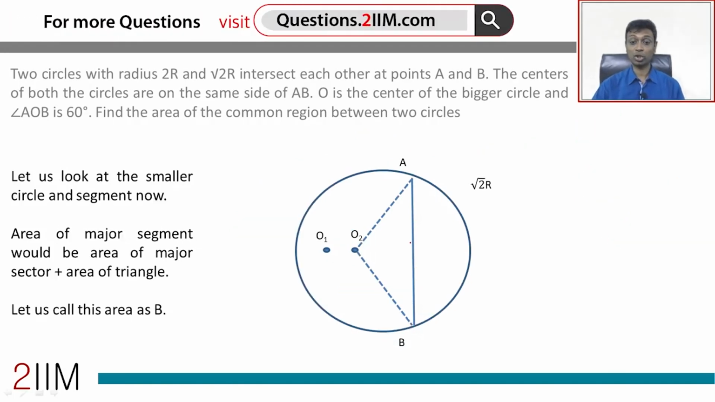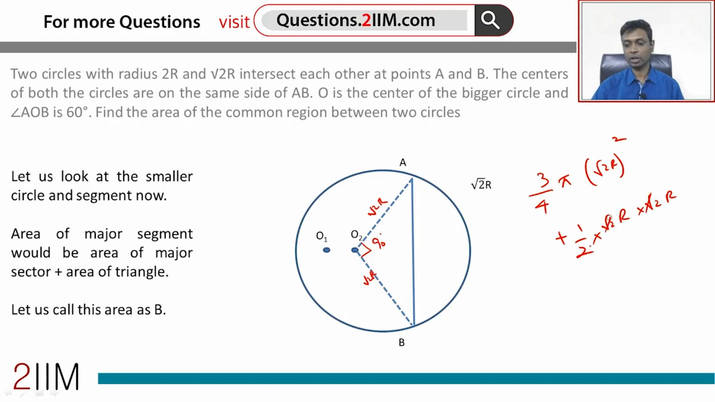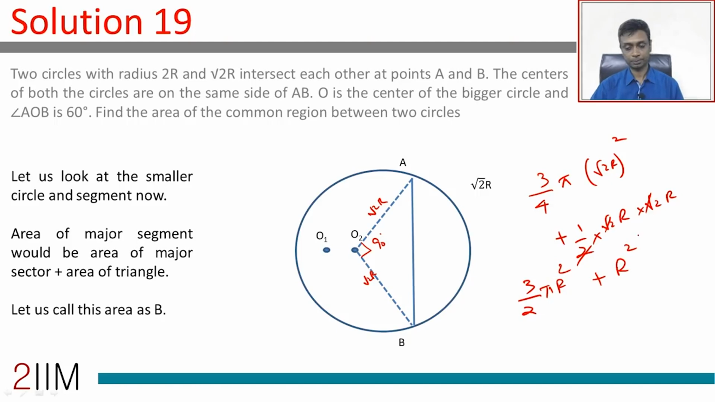Next up, we're going to think about the smaller circle. This angle is 90, so remaining is 270 or 3 quadrants. 3 by 4 into pi into root 2r whole square plus area of this. This is root 2r, area of the triangle is half into root 2r into root 2r. These two get knocked off. We have an r square here, which becomes 3 by 4 into 2r squares, that is 3 by 2 pi r square, plus r square. Now we're going to put these two together.